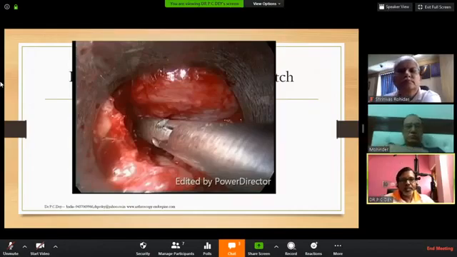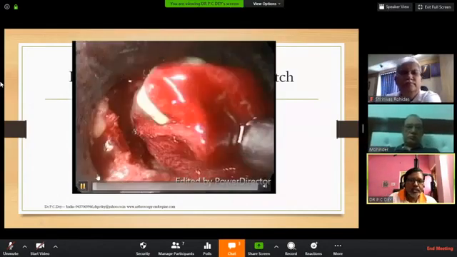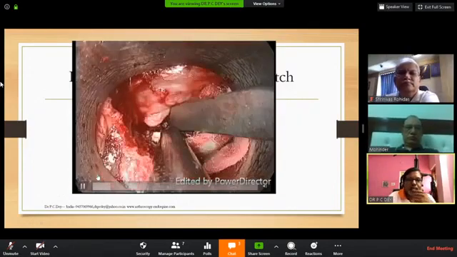Okay, so this is the dural tear. This is not the same case. This is a different case. I just wanted to show you the dural tear here, because this is a very common complication.